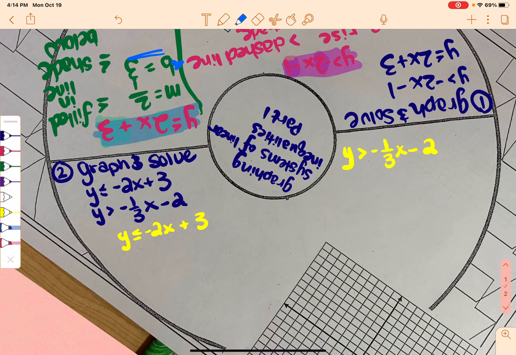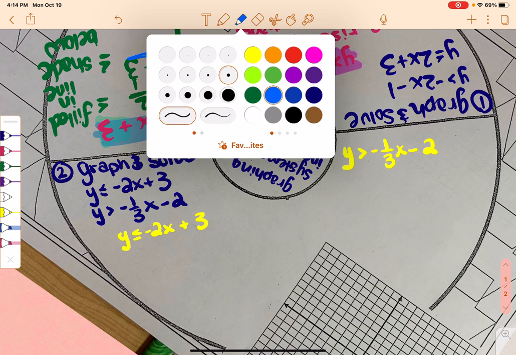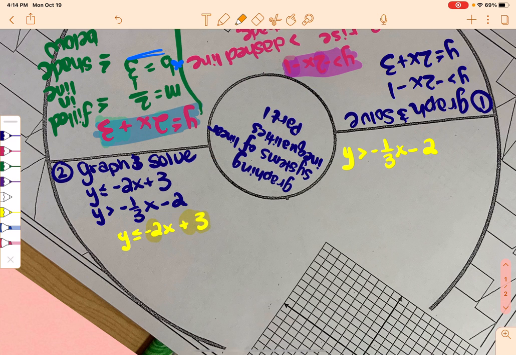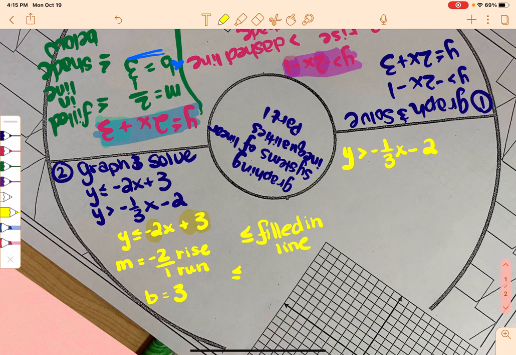So remember, I'm going to start out doing my 4 pieces here. So there is my y-intercept and there is my slope. So my m value is -2, so I'm going to put it over 1 to get my rise over run. My b value is +3. Now, if I have that kind of inequality, that means it's going to be a filled in line. And if that's my inequality, then I'm going to shade below. Okay, so I have my piece here.